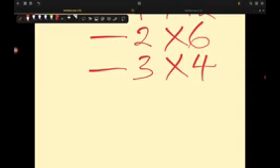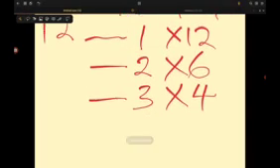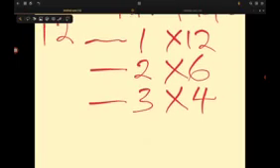12. 6 times 2 will give me 12, but I've used 2 times 6 already. No need of repeating, so I think I can stop here. So these are the basic pair factors for 12: 1 and 12, 2 and 6, 3 and 4.